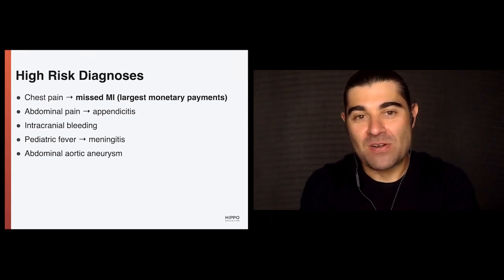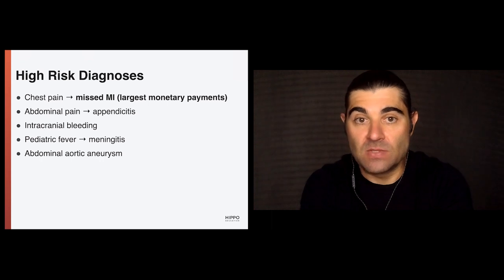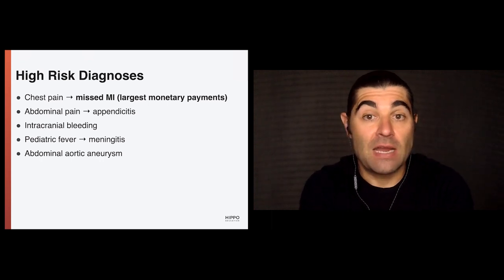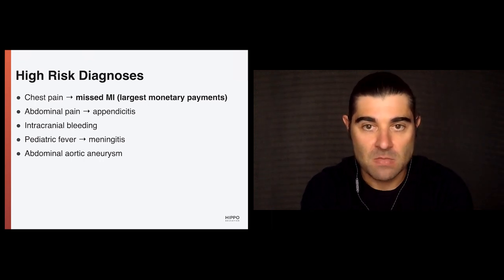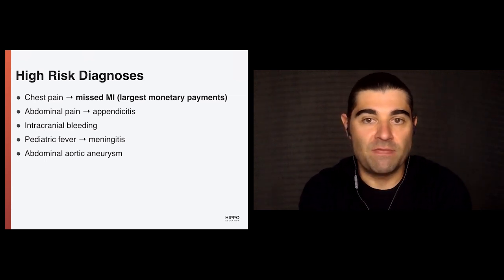Now, in this paper, they break this into high-risk diagnoses that get missed and low-risk diagnoses that get missed. A large bulk of malpractice claims are for high-risk diagnoses in the ED, and these include chest pain, missed myocardial infarction, abdominal pain, appendicitis, intracranial bleeding, pediatric fever and meningitis, and then abdominal aortic aneurysm. Now, the one point to make is that chest pain, missed MI, is the largest monetary payment. Of all those things that I just listed, it is the largest one.